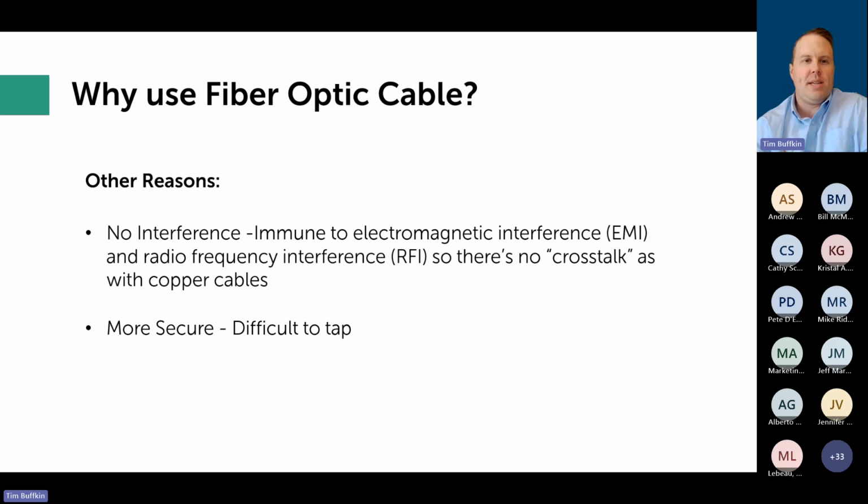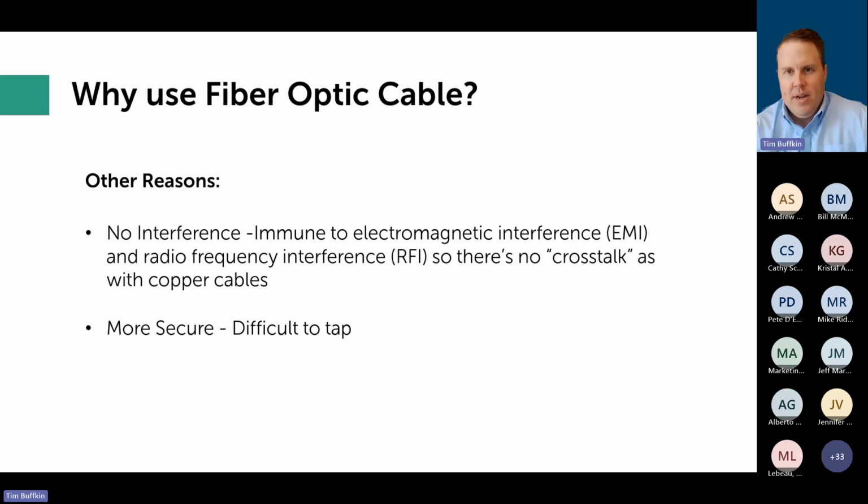And then another reason is that you don't get any interference. Fiber is immune to electromagnetic interference and radio frequency interference. So you don't get any crosstalk between fibers like you do with copper cables. Now, if you're not familiar with crosstalk, basically what happens is if you have multiple copper cables next to each other, and you send a signal down one copper cable, it transmits that information outside of that cable, and you can actually interfere with the cable next to it. So that signal can jump to a different cable that's right next to it or potentially touching it.